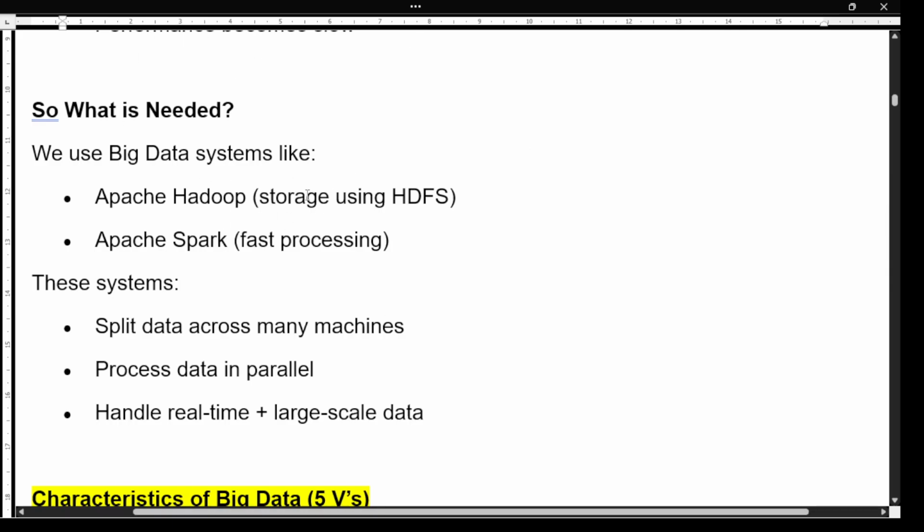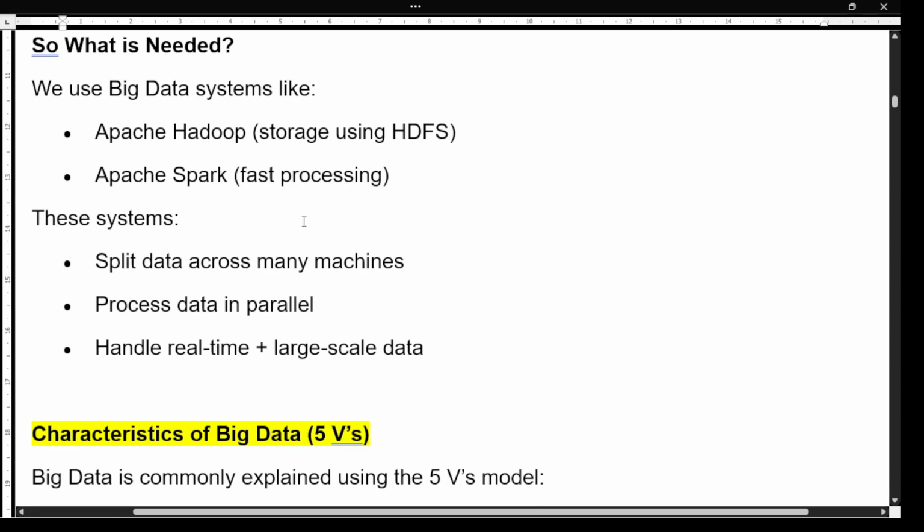Mainly for storage purposes, they would use Apache Hadoop, and for fast processing, they would use Apache Spark. These systems split the data across many machines and process the data in parallel, and they can handle both real-time data and large-scale data.